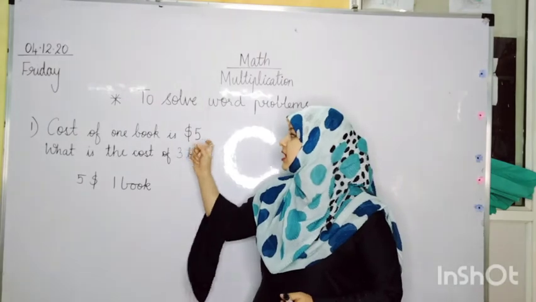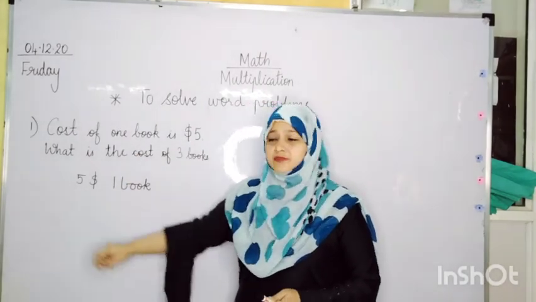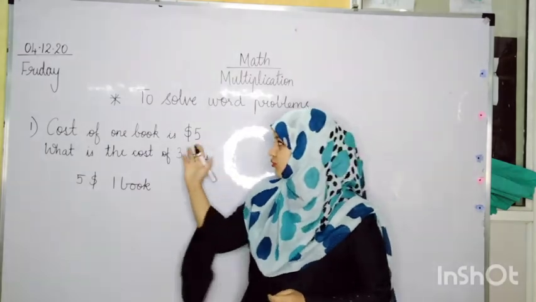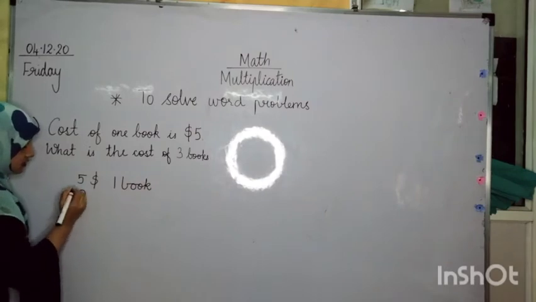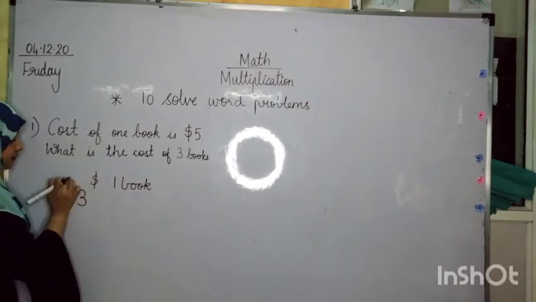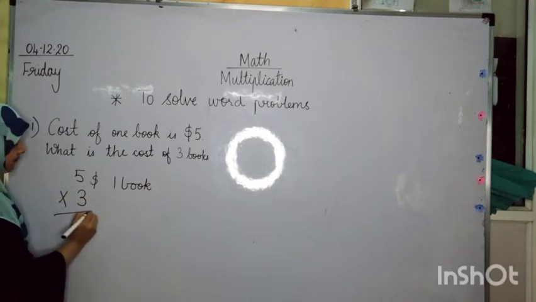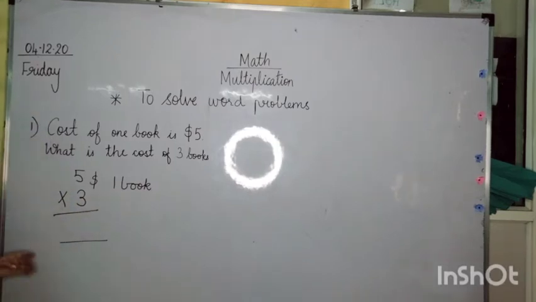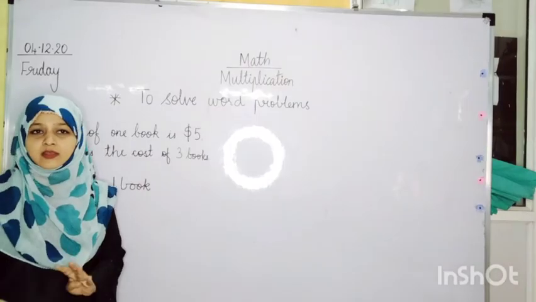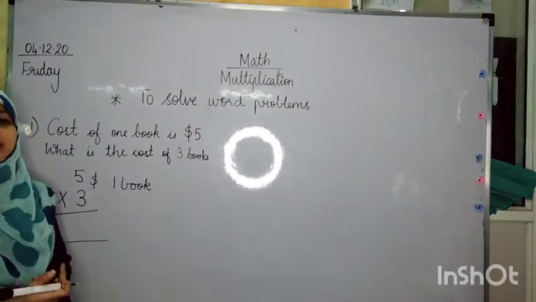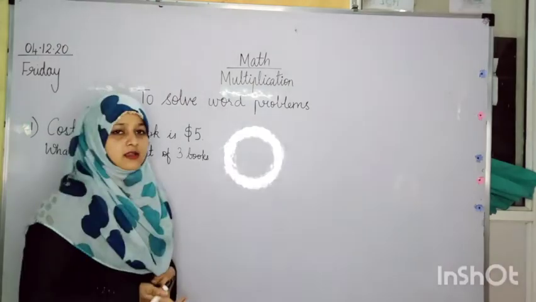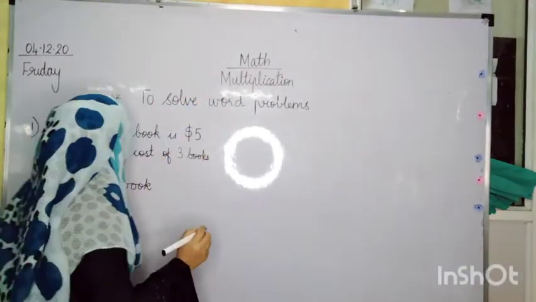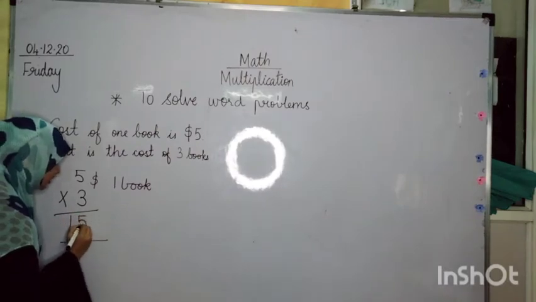The problem says one book is for $5. We have to find the cost of 3 books. So we have written 5 and then we will write 3 over here. Now we are going to multiply. For multiplication, you will have to learn your tables very thoroughly so that you can solve all the sums very quickly and easily. So 5 1s are 5, 5 2s are 10, 5 3s are 15. So the answer is $15.